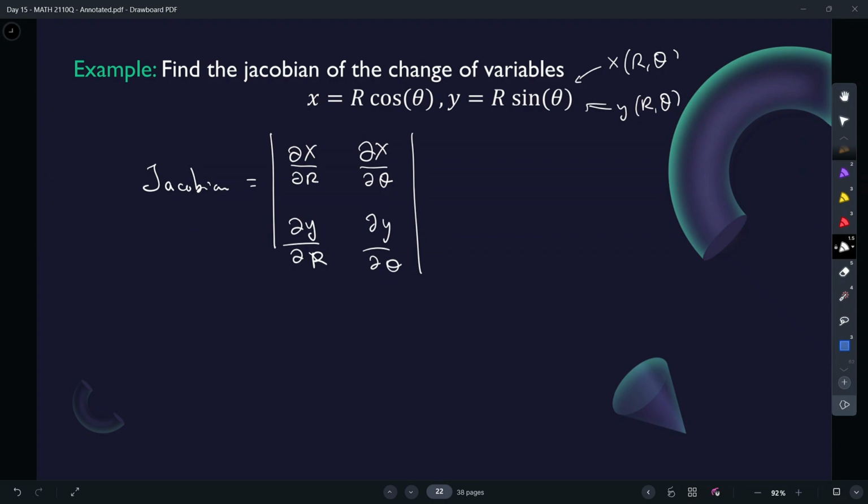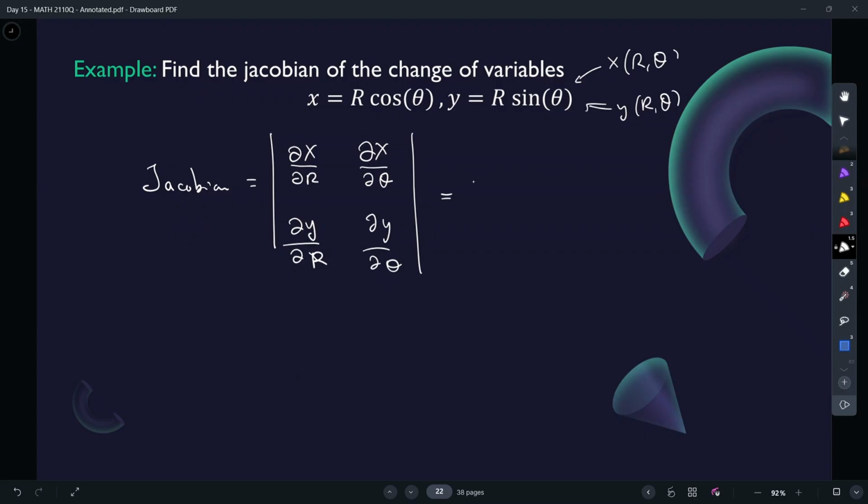If x is not given in terms of r and theta, but r is given in terms of x and y, then first I have to find the inverse and really write my new coordinates in terms of r and theta, x in terms of r and theta, and that's what I'm going to be taking derivatives of.